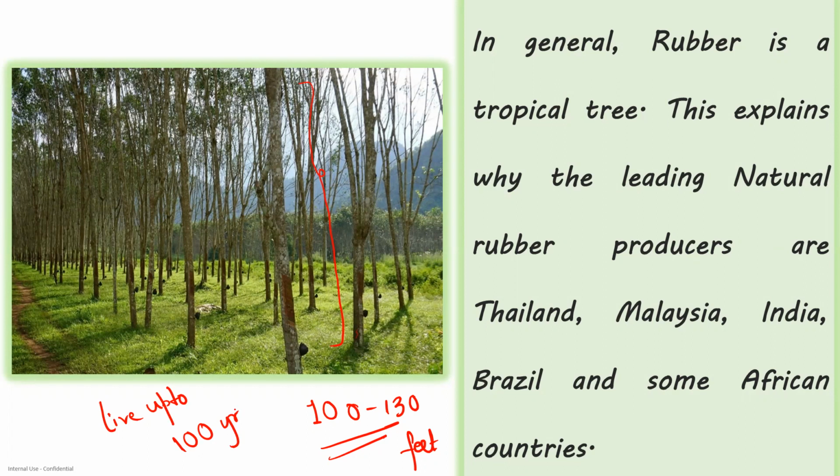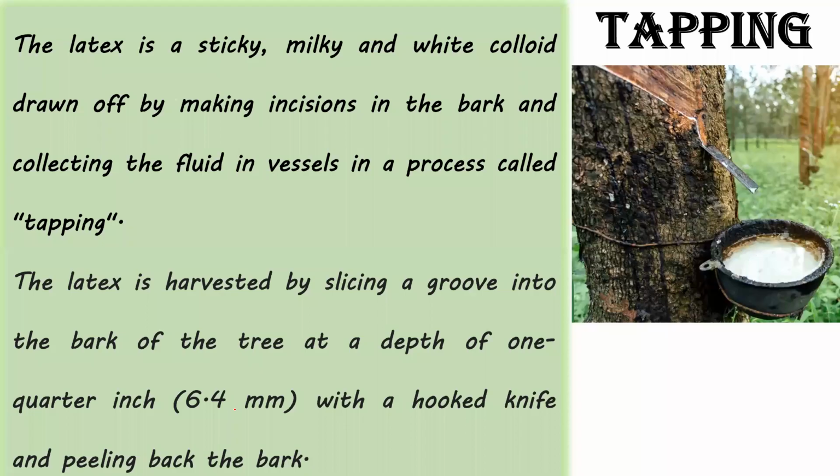So since rubber is generally cultivated in the tropics, this itself is an explanation why the leading natural rubber producers are tropical countries like Thailand, Malaysia, India, Brazil, and some of the African countries. Okay. Now see, take a look at this. This is very important. We'll see what is tapping. See the latex, this white substance here, this is the latex.